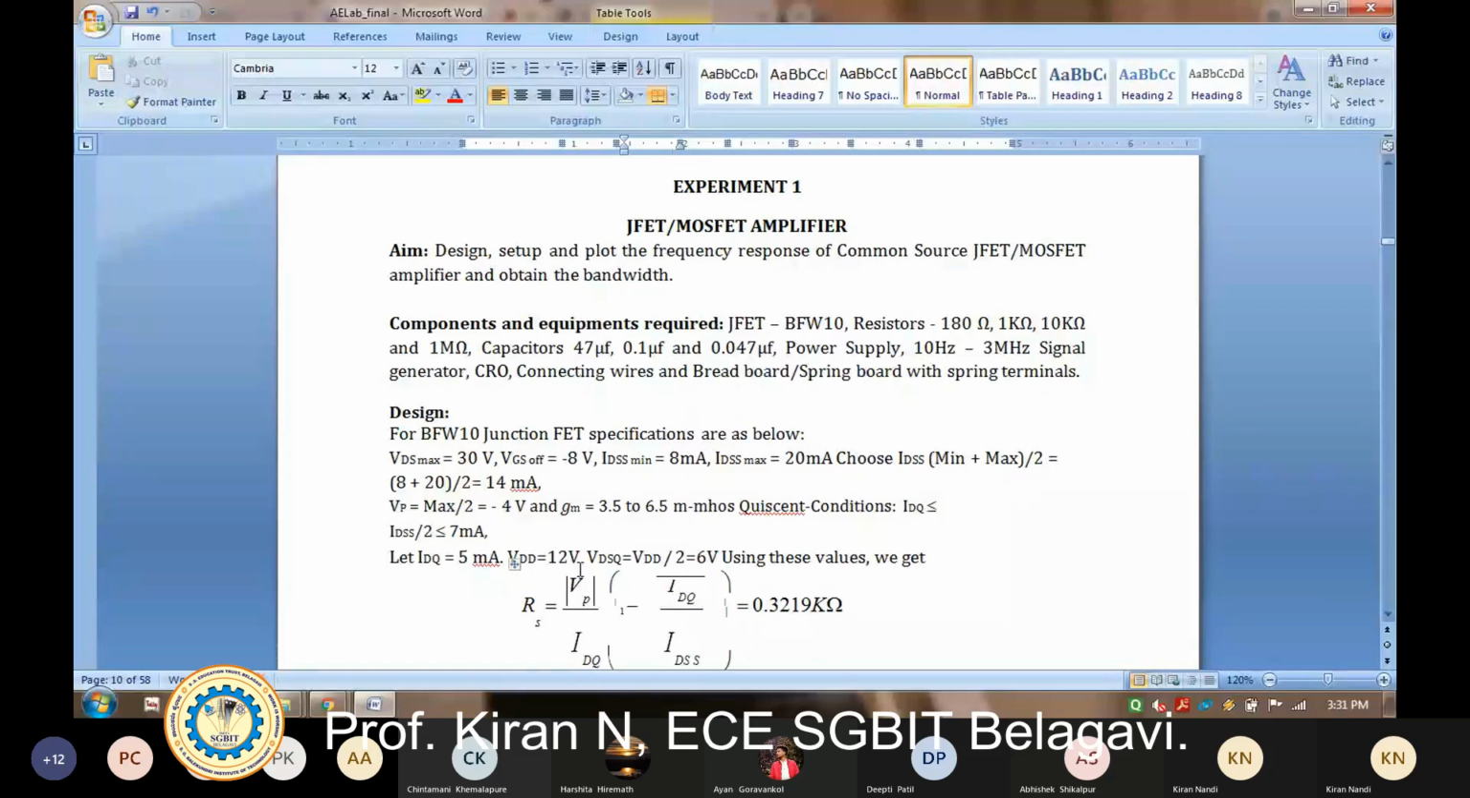For the time being, just understand what we are going to observe here. We are going to observe the frequency response. This is experiment number 1. We are going to set up the circuit diagram, plot the frequencies, make the JFET operate as an amplifier, and then obtain the bandwidth here.